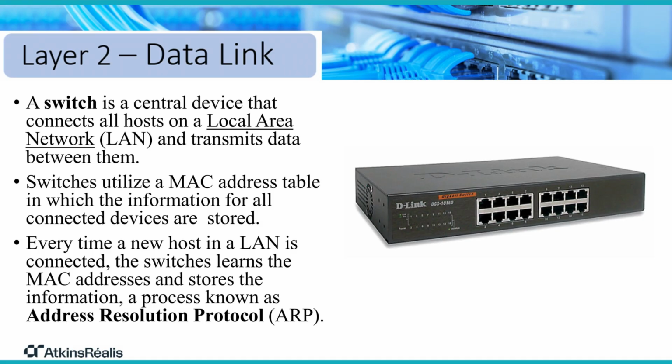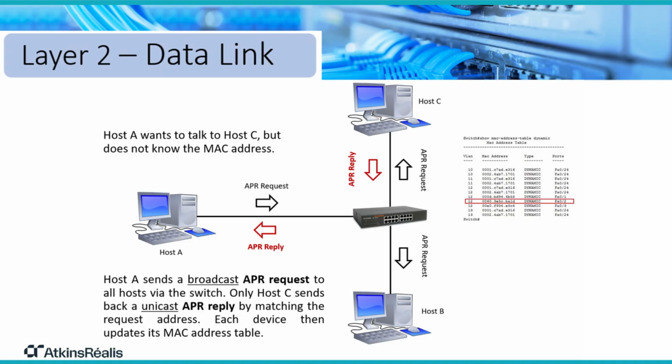So how does a switch know where every single device is? It has to have some kind of internal map, right? It does. It's called a MAC address table. And the switch builds this map, this memory, every time a new device connects. The mechanism it uses to learn all this is the Address Resolution Protocol. ARP. It's brilliant. Okay, let's walk through it.